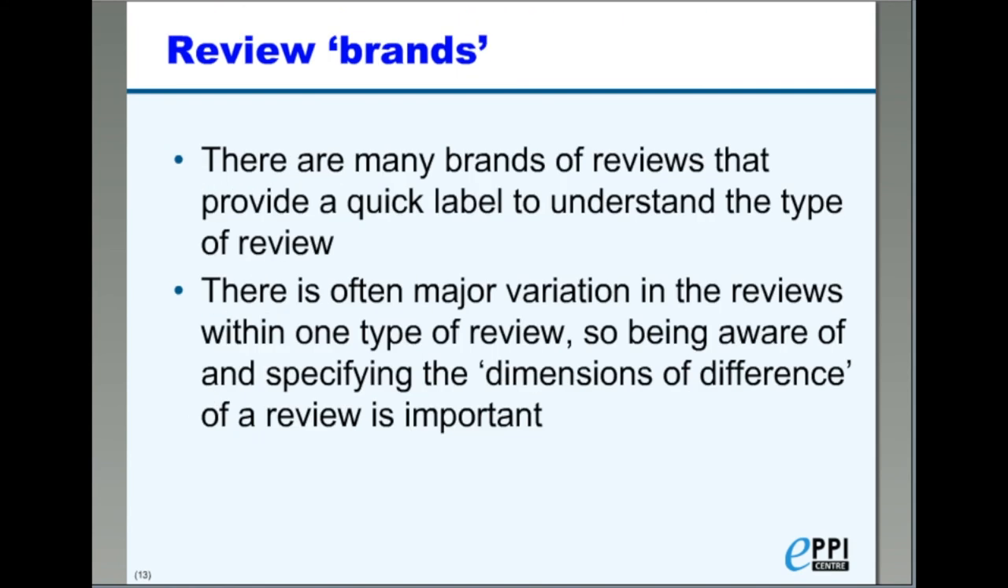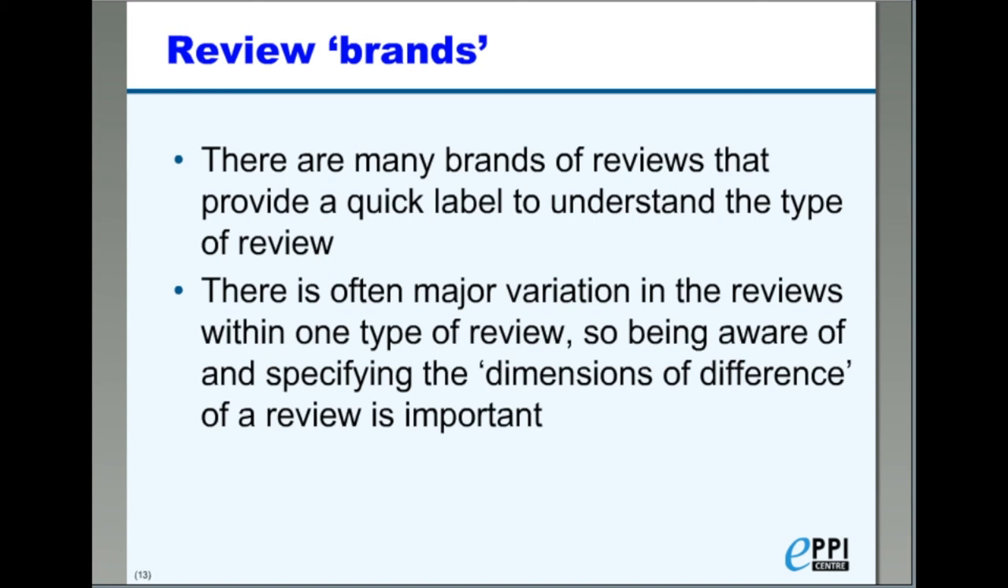So finally, I want to say something about review brands, because in the literature on systematic reviews, there are lots of names describing different types of reviews. And these are very, very helpful as a shortcut label to understand the approach being undertaken by a review. But I would urge caution, because within these brands of reviews, there may be quite a lot of variation, or there may be lack of specification about how the reviews vary on all of these dimensions that I briefly discussed in this presentation.